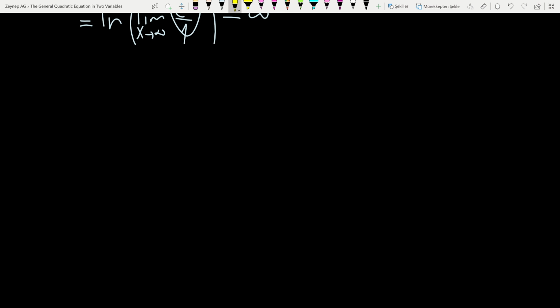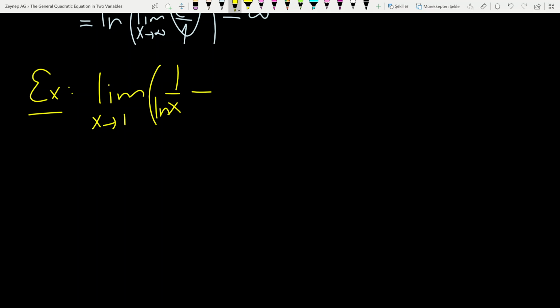Let me give another example. Limit when x tends to 1 of 1 over ln x, minus 1 over x minus 1. Okay, so when x tends to 1, as you see, ln x tends to 0. So 1 over 0 tends to infinity. This part, the second part, is also going to infinity. So you have the infinity minus infinity case.